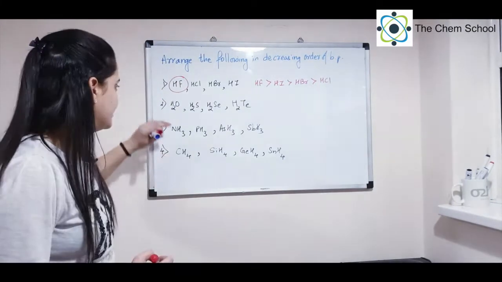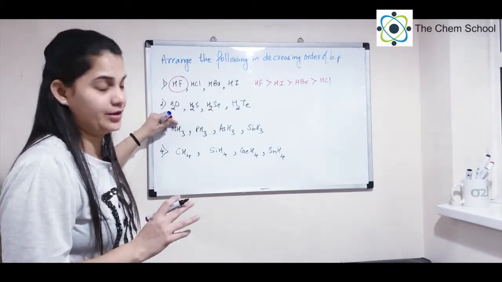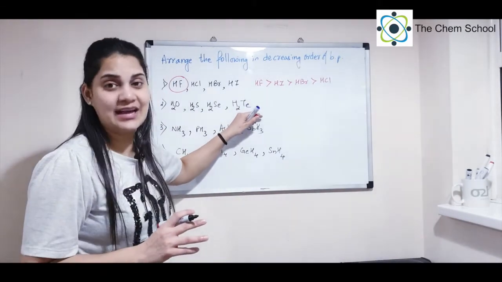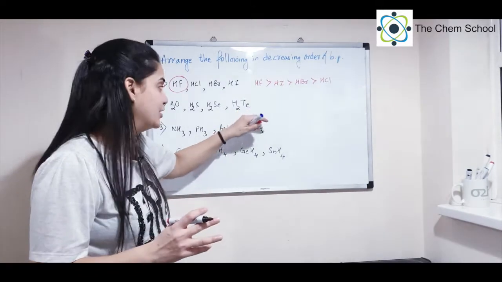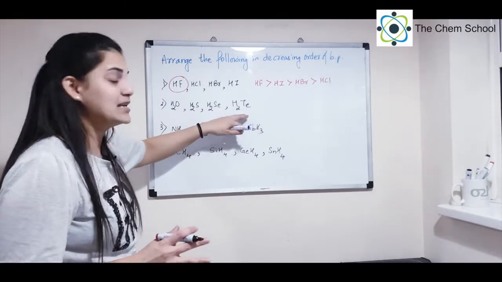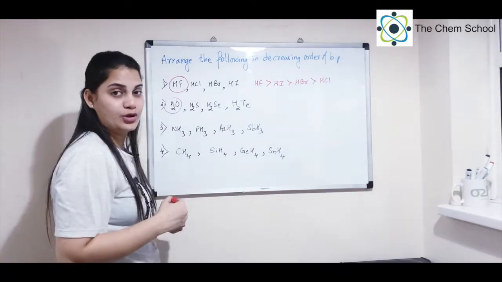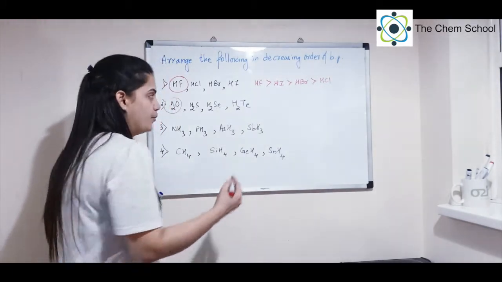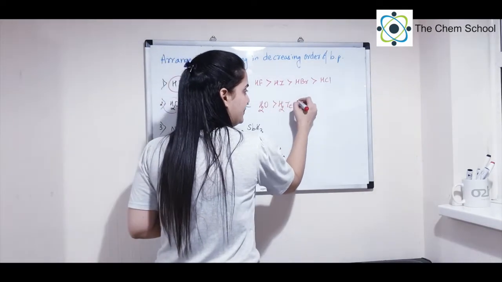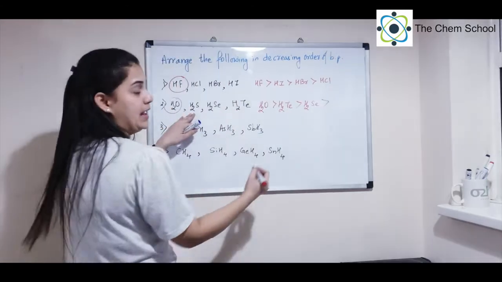Clear? Similarly, have a look at the next one. It's the exact same concept which is applied over here. The mass is increasing from top to bottom in the periodic table to H2Te, that is tellurium hydride. This is going to have the highest mass, but this has van der Waals forces and H2O has hydrogen bonding. So H2O is going to have an unexpectedly high boiling point. Okay, so H2O, followed by H2Te, followed by the hydride of selenium, followed by hydrogen sulfide.